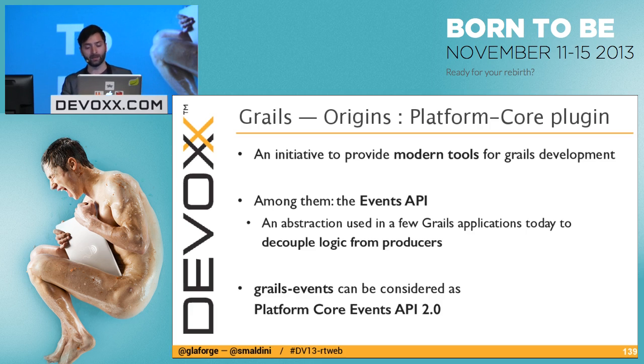So, in a sense, Grails Events can be considered as Platform Core Events API. So, Platform Core minus all the other APIs. There is a configuration API, there is a tag API, a security API. But I wanted to just have Events API, which is more core and common to a lot of applications.